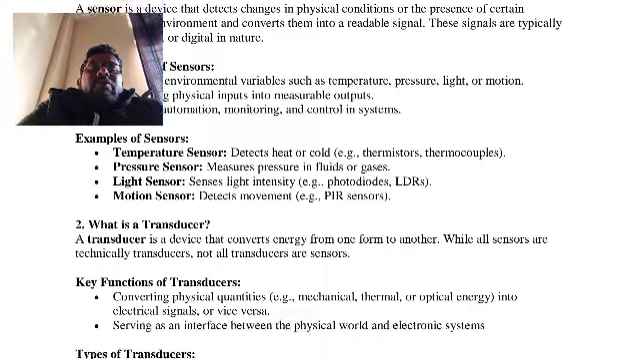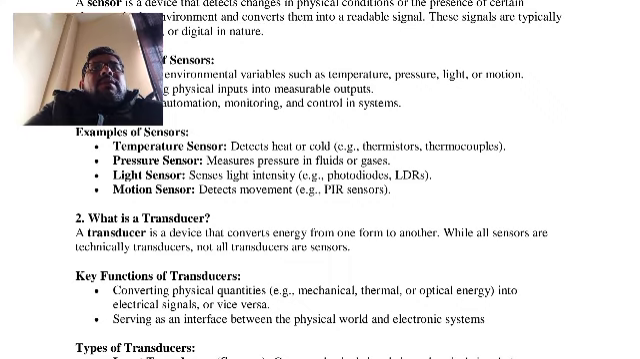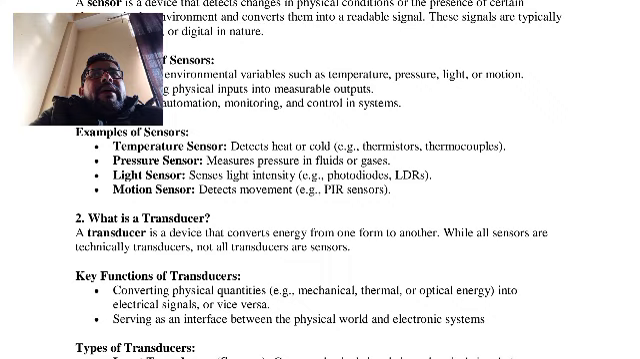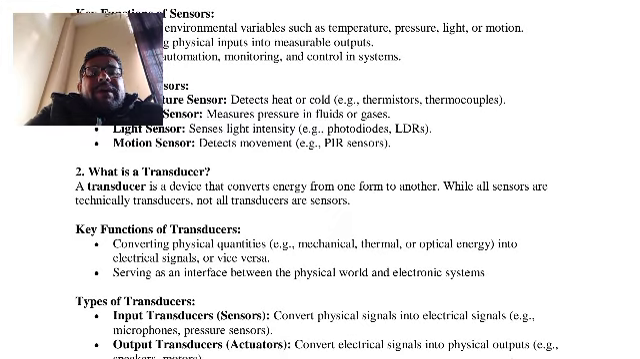Then second, we will discuss what transducers are. A transducer is a device which converts energy from one form to another. While sensors are technically transducers, not all transducers are sensors. All sensors may be transducers, but all transducers are not sensors. The key functions of transducers: first, converting a physical quantity into a mechanical quantity and vice versa. Second, serving as an interface between the physical world and electronic systems.